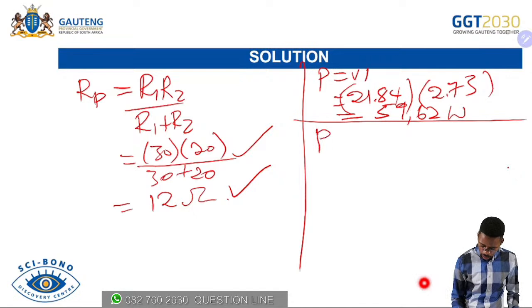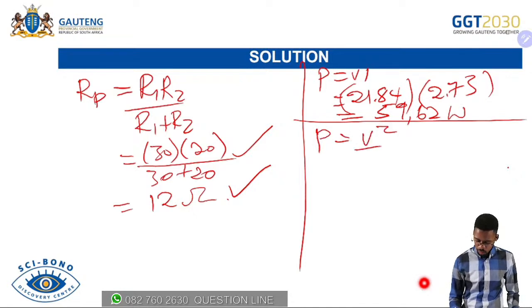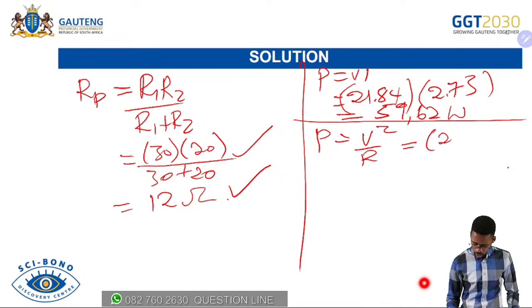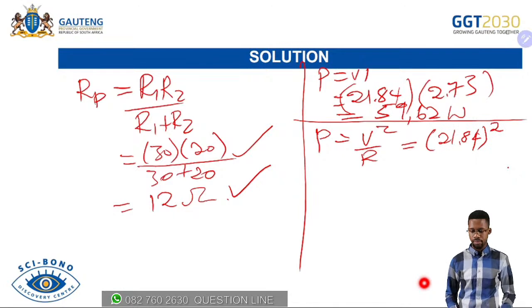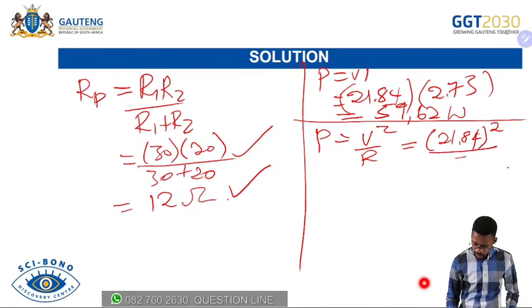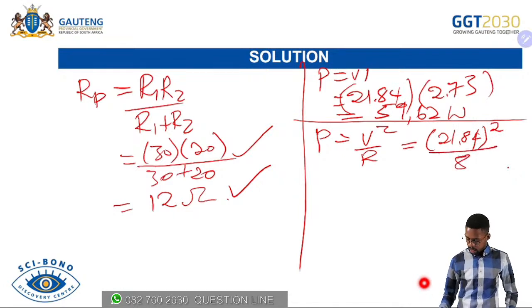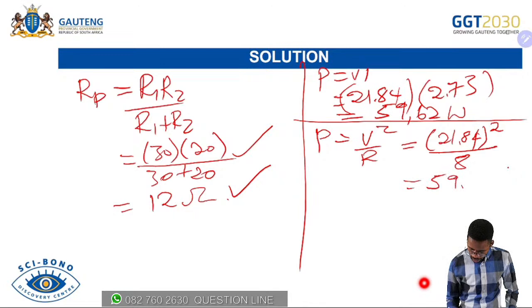Or your second option can be power is equal to V squared divided by R. And what is your V? It's 21,84. Don't forget to do what? To square it. Divided by your resistance, which is 8. And then let's see what will be your answer. 21,84 squared divided by 8. And you can see that your answer is going to be 59,62 watts.